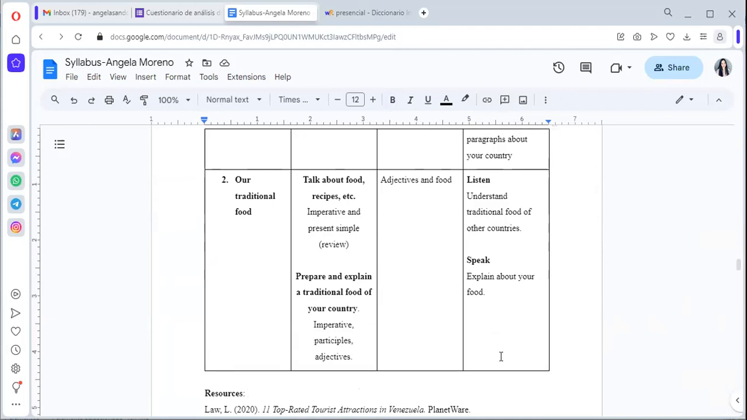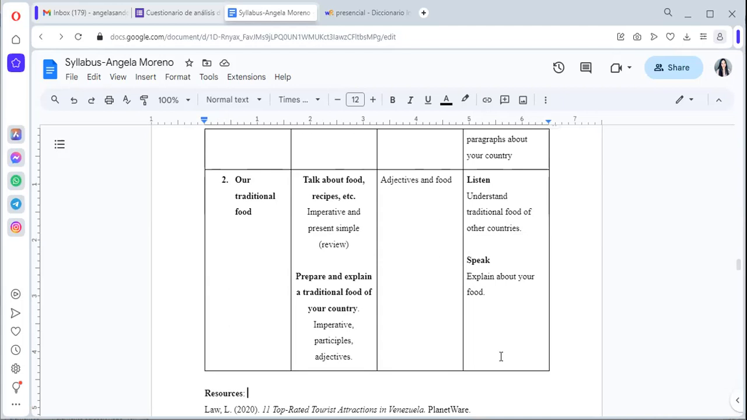In lesson 2, titled Our Traditional Food, he's going to talk about food, recipes, etc. He's going to use imperative and present simple. And again, this is a review. Prepare and explain traditional food of his country. So he's going to use imperative, participles, and adjectives.